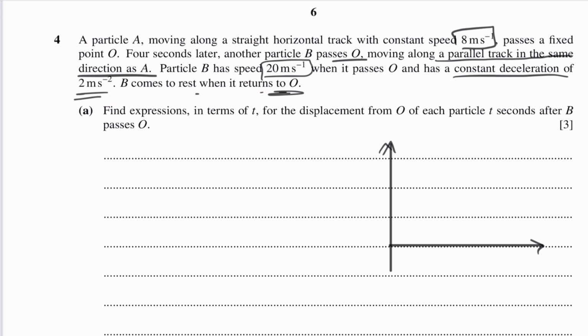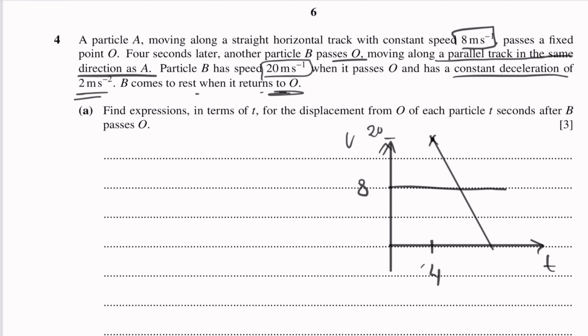Now, particle A is pretty simple. It's just something moving with a constant speed of 8. Particle B, however, starts 4 seconds later. So we can consider this as 4 over here. This is the velocity-time graph. And at time 4, particle B has a speed of 20 meters per second, so it says 20 on the y-axis. And it has a constant deceleration, so it's a negative gradient.